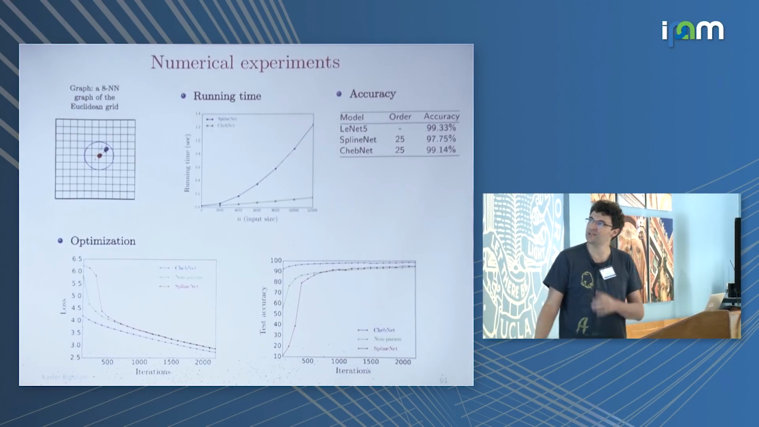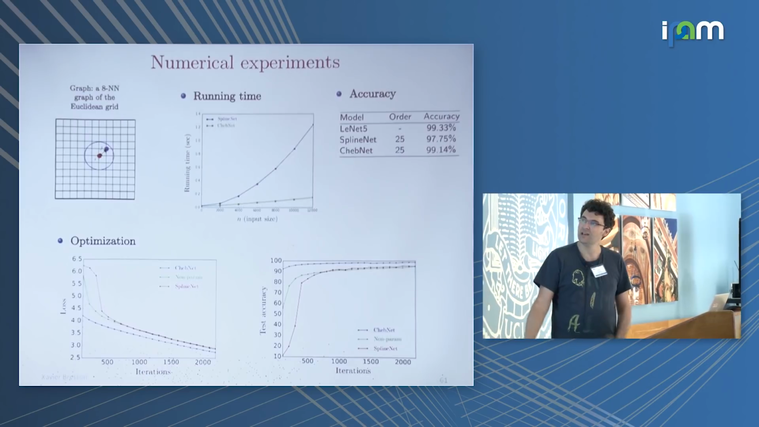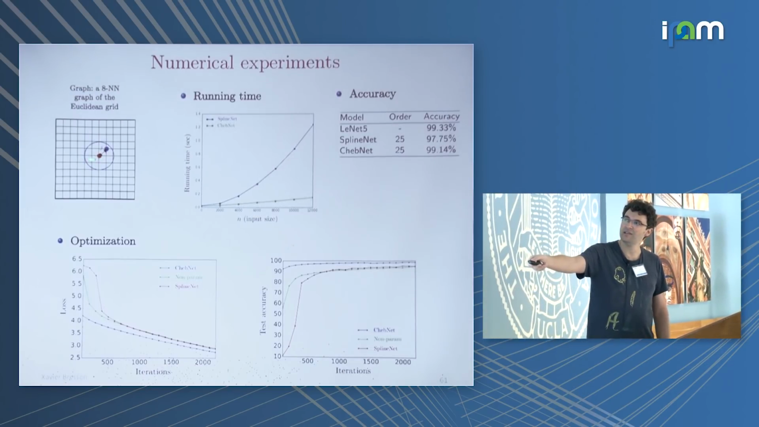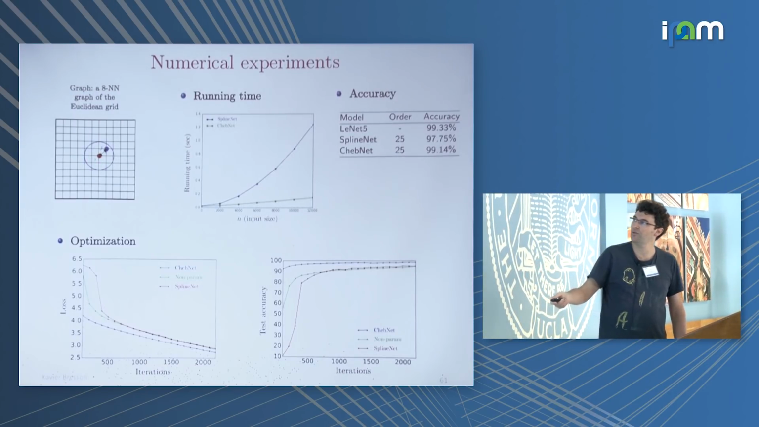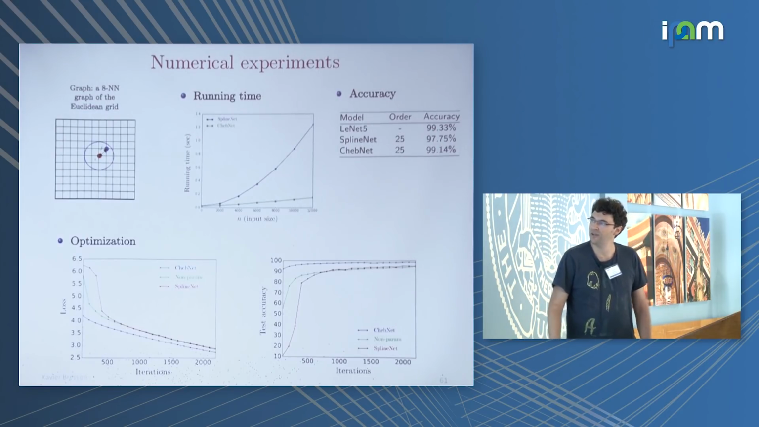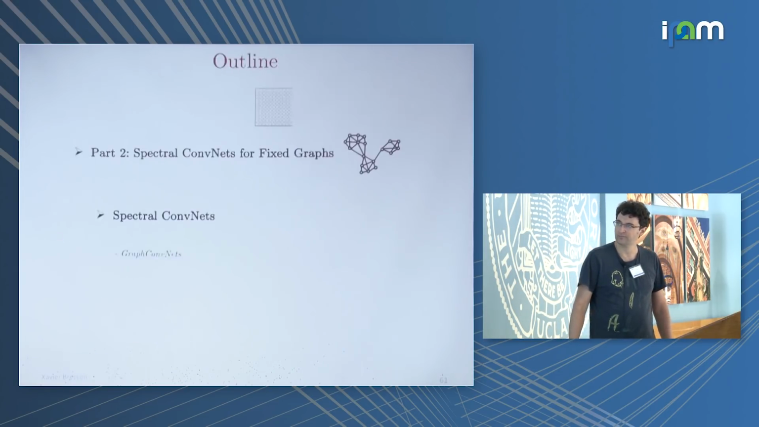These are just sanity checks on MNIST. We build an 8 nearest neighbor graph, and we just want to look at whether we get something close to the original LeNet 5 architecture.